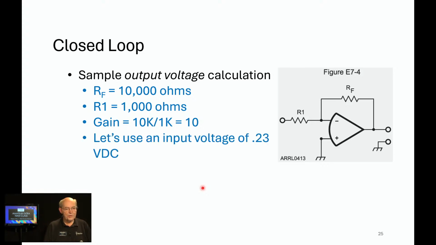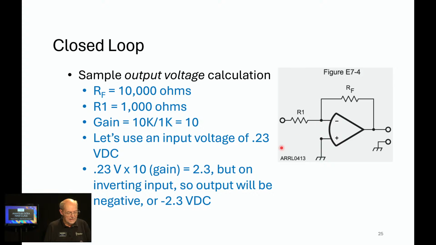Okay, now this is the trickiest pool question on op amps, so follow along with me on this. So let's use an input voltage of 0.23 volts DC, the input, times 10, which is the gain, is going to give us 2.3 volts on the output. But notice that the input is on the inverting. We're using the inverting input, so the output is going to be negative, or minus 2.3.